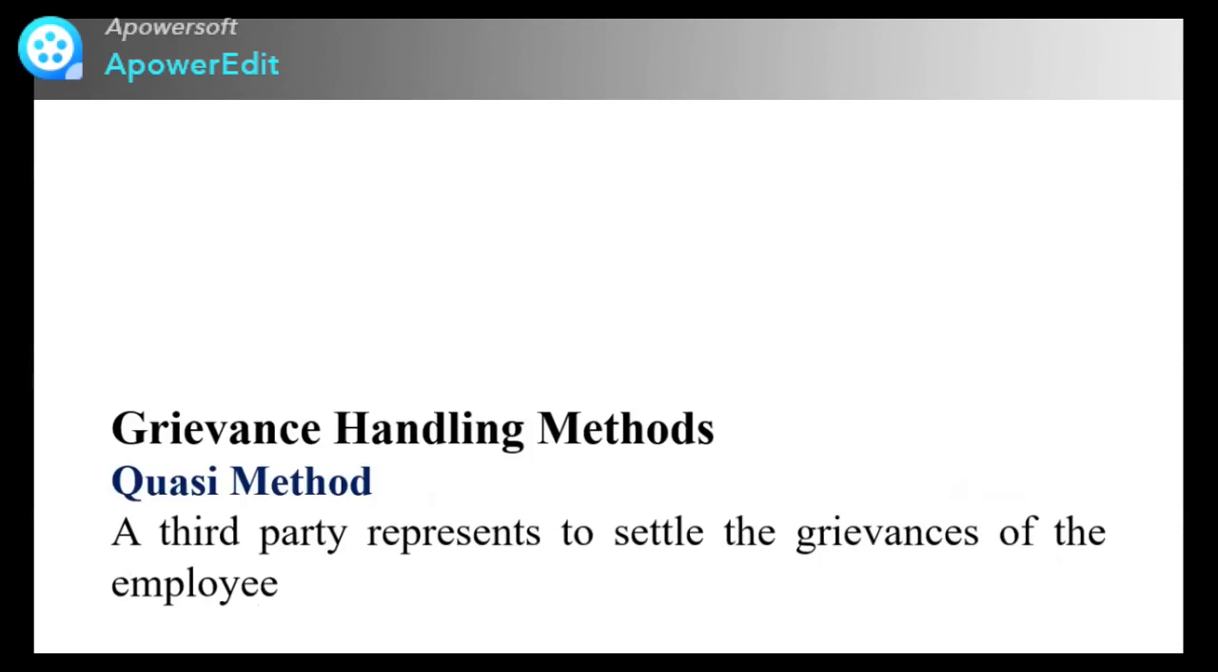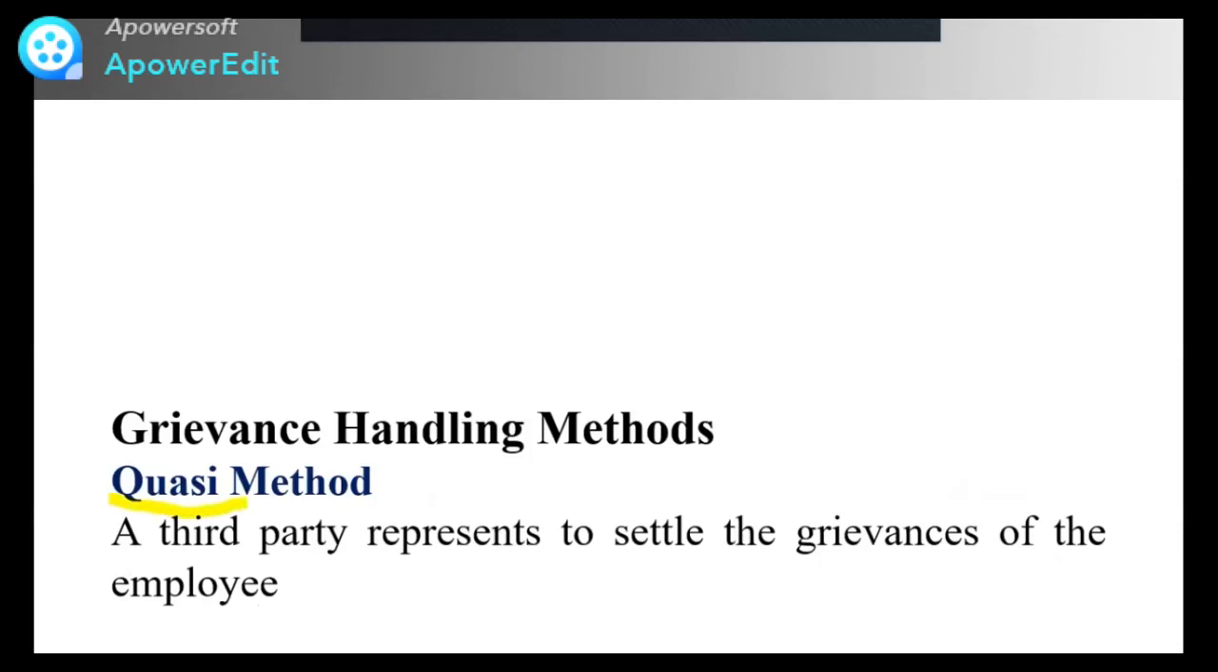The second method is the quasi method. Under the quasi method, we appoint a third party person, a person from a third party. Then through the third party, we can get a real solution to solve the employee grievances. That is the quasi method.